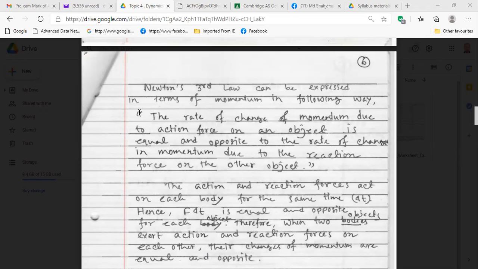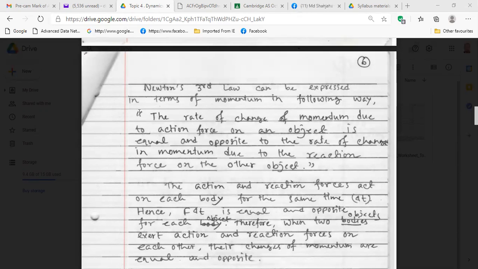So you write the heading Newton's third law, and you write only the statement, the one in inverted commas. That one we have the statement. You write that one, not the other, just the inverted comma one. And learn it. Learn this statement.